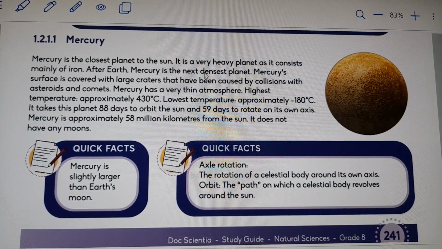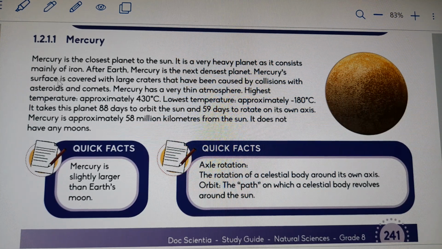Now we start with Mercury. Mercury is the closest planet to the sun. It is a very heavy planet as it consists mainly of iron. After Earth, Mercury is the next densest planet. Okay, so they say it is the heaviest planet, but the Earth is the densest planet.